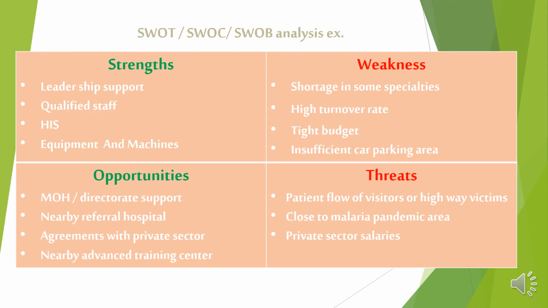Example, patient flow of visitors or highway victims. If our hospital is close to a highway, so we have a lot of patients with RTA, road traffic accident, it can affect us. We need some rare specialties. We need some instruments. We need more than one OR, operating room.